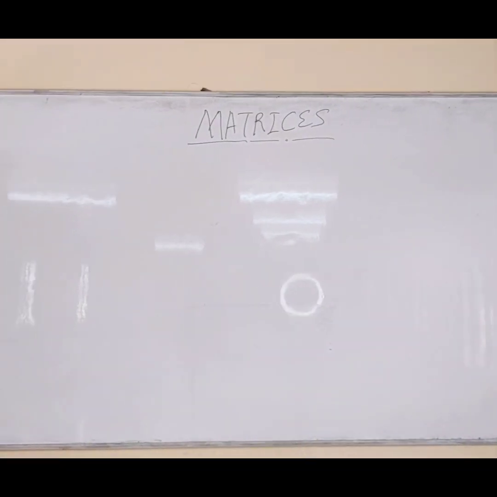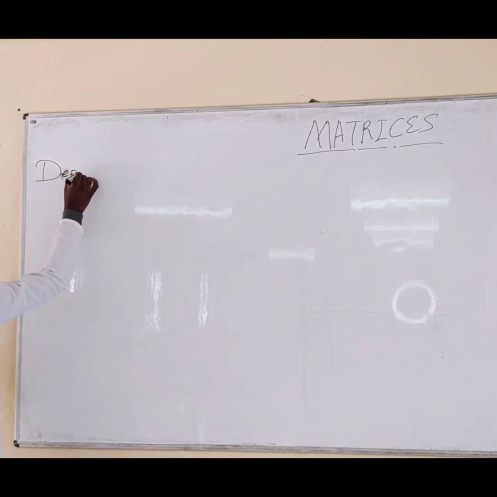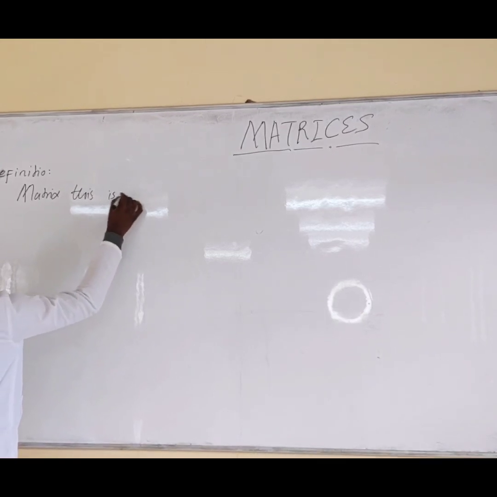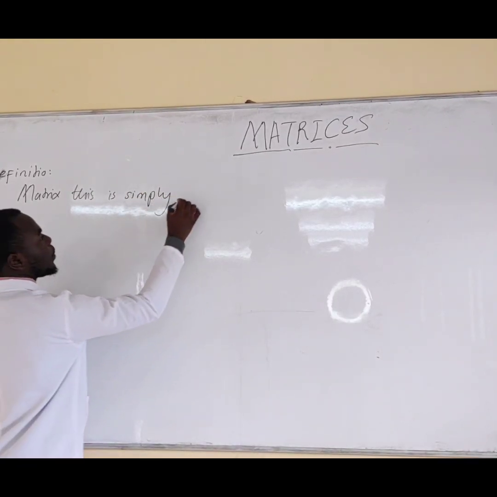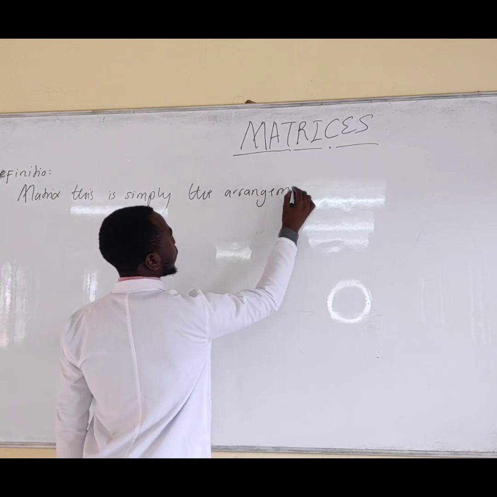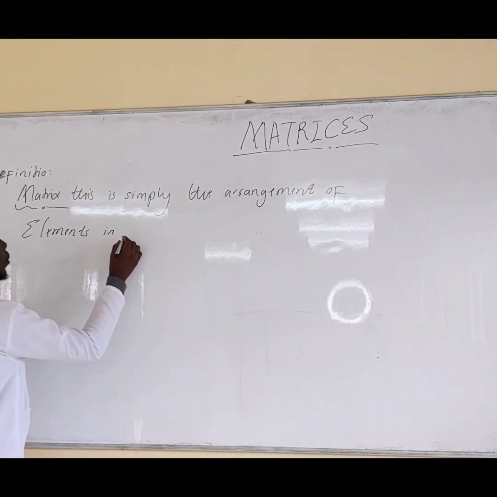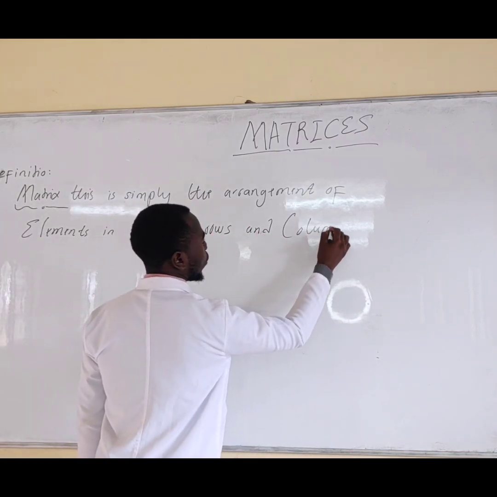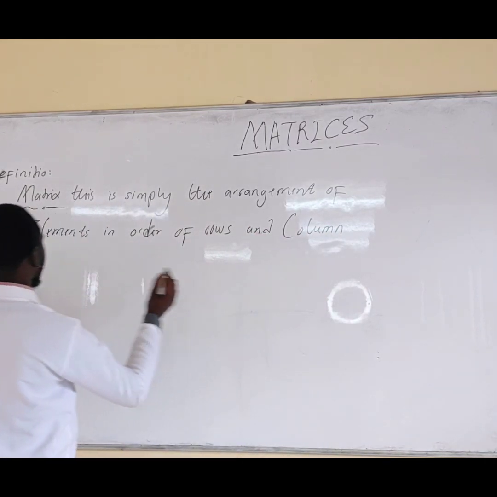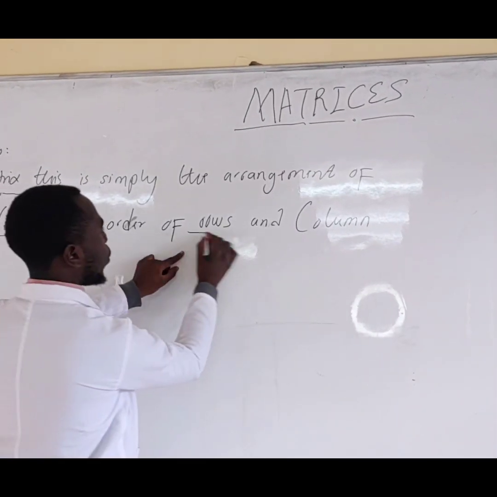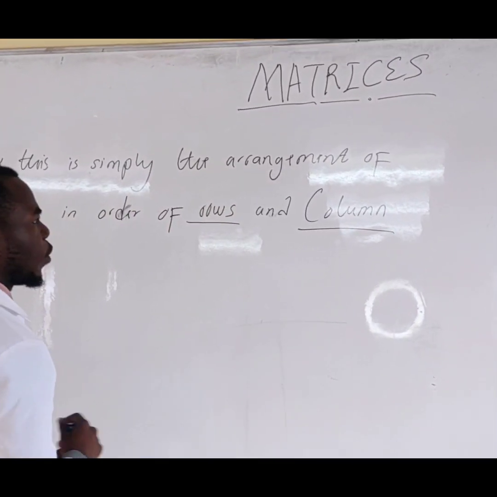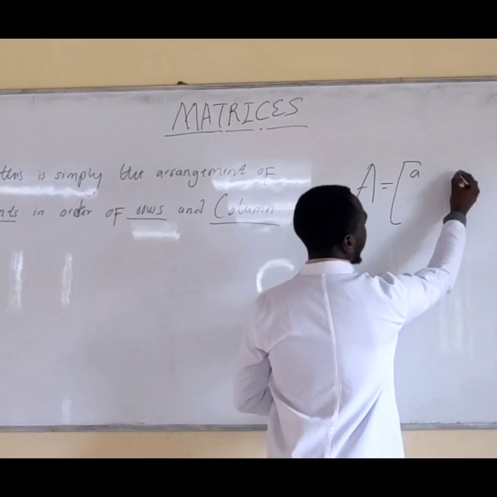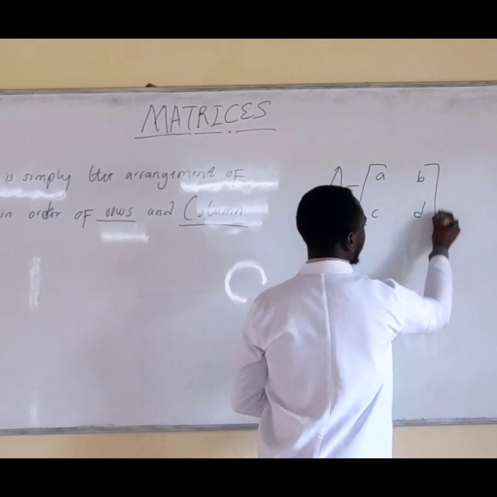Definition of a matrix. This is simply the arrangement of elements in order of rows and columns. So in our definition there is what we call the elements, the row, and the column. Okay, look at this. Here you are given a simple matrix, a matrix of A, B, C, D.